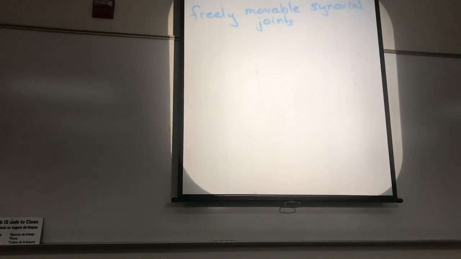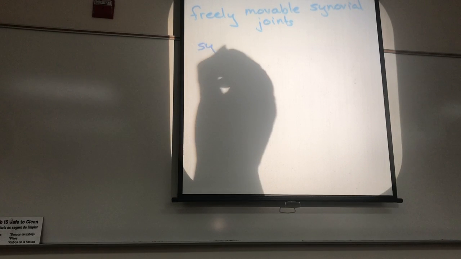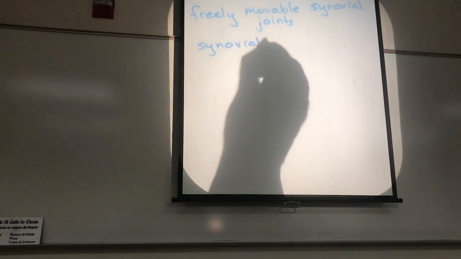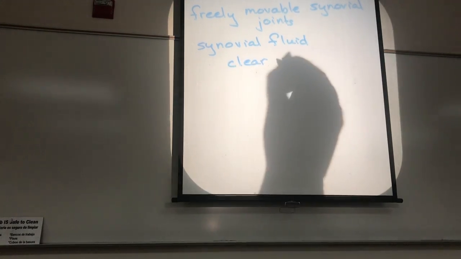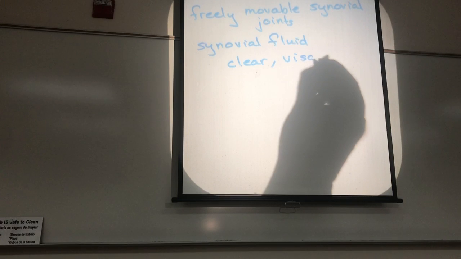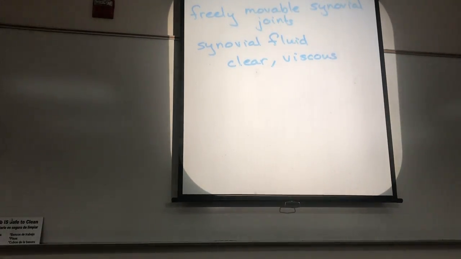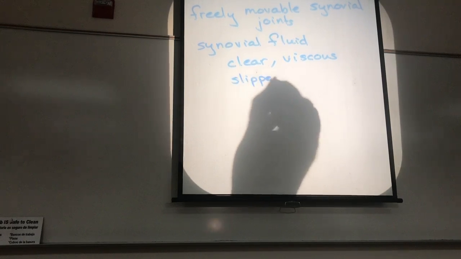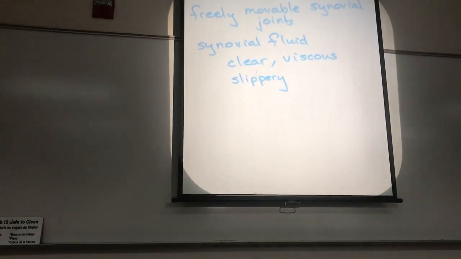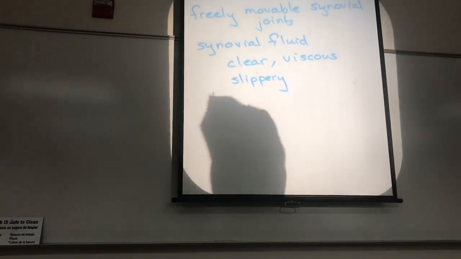Synovial fluid is normally clear. It doesn't usually have any color. And it's usually pretty thick or viscous. It's not watery, it's dense, it's heavy, it's thick, it's viscous. It's also kind of slippery. This stuff's just a little bit slimy. That's because the function of synovial fluid is to act as a lubricant.